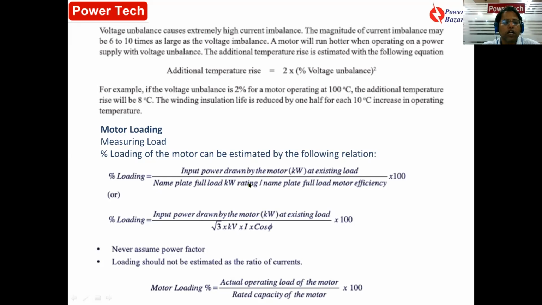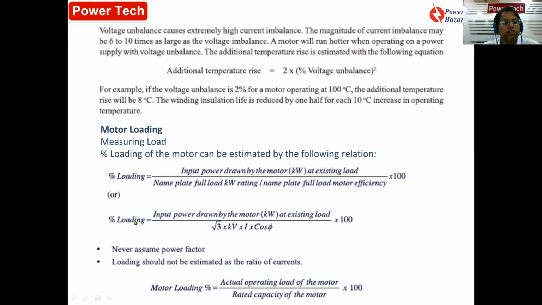At rated condition, the input rated kilowatt will be our mechanical output divided by full load motor efficiency. And what is the existing or operating kilowatt? It is the input power drawn by the motor at the existing load. If we divide these two, we will get percentage loading.